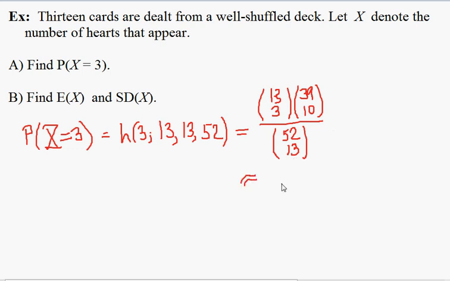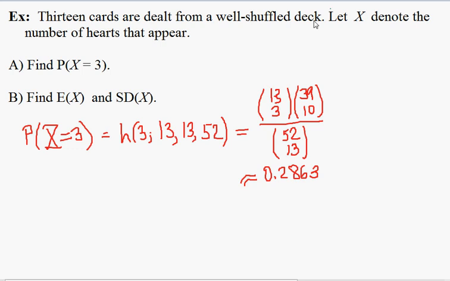And then it's just a matter of computing the binomial coefficients. This can be done with factorials, or more simply with the dedicated function that is found in most calculators. And we get an answer of 0.2863, accurate to 4 decimal places. So that's the answer for part A.